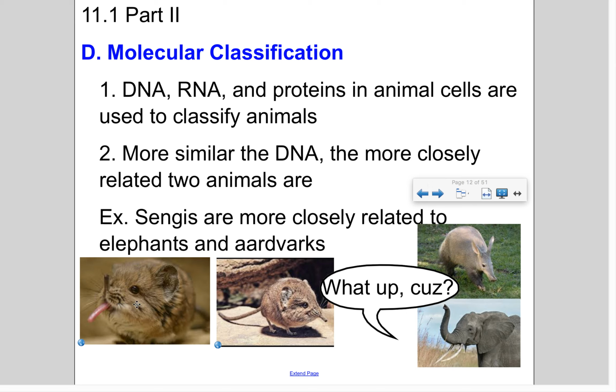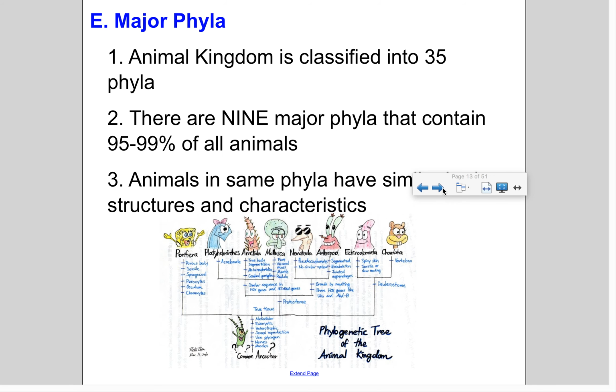But anyways, yes, sengis right here are closely related to elephants and aardvarks. Alright, now the animal kingdom is classified into 35 different phyla, but there are 9 major phyla that contain 95 to 99% of all the animals. And these are some of the 9 right here. 1, 2, 3, 4, 5, 6, 7, 8. It's missing one, but it's a nice little summary of the big phyla of the animal kingdom. So 9 of them contain most of the animals.